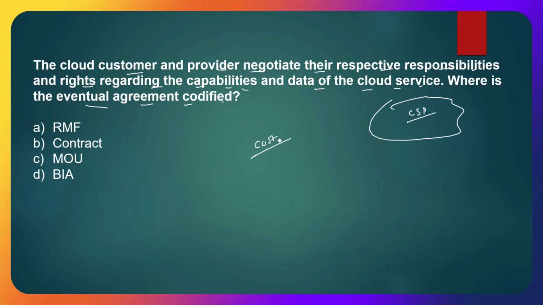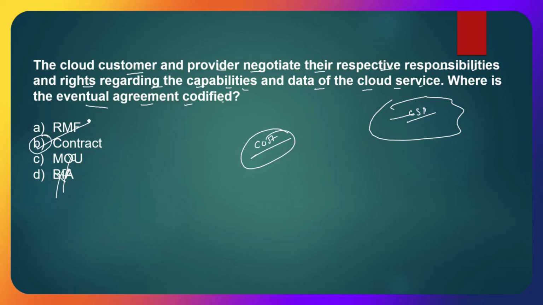Always, the contract is the main document which defines the overall relationship between the customer and the provider. So it is not BIA, which stands for Business Impact Analysis. It's not the right one. Memorandum of Understanding is also not the right one, because that's where companies agree to do business and then they just do it. So absolutely the answer is B for beta.